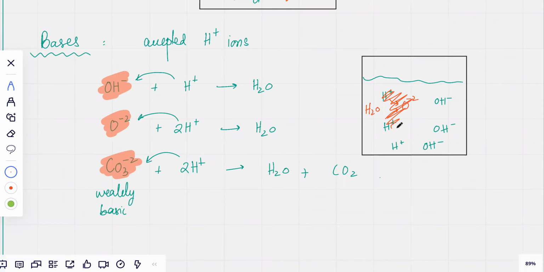So you can clearly see that now you have three OH ions, but there's only one H plus 1 ion. So the quantity of H plus 1 ions in the solution has decreased, and the quantity of OH ions in the solution has gone up, right? So that is the purpose of the base, that it would make the solution basic. It's going to increase the OH ions, it's going to decrease the H plus 1 ions.